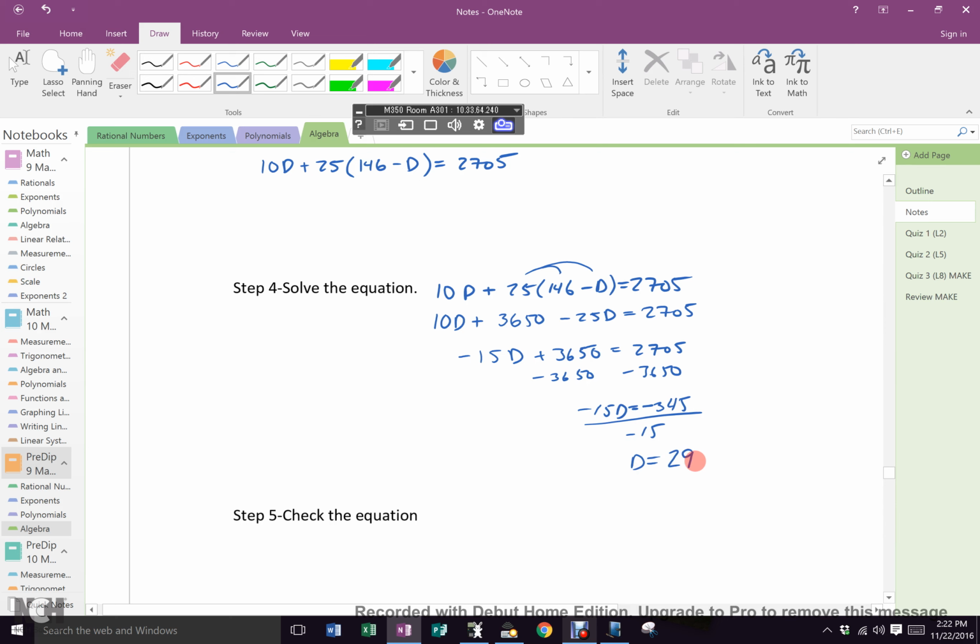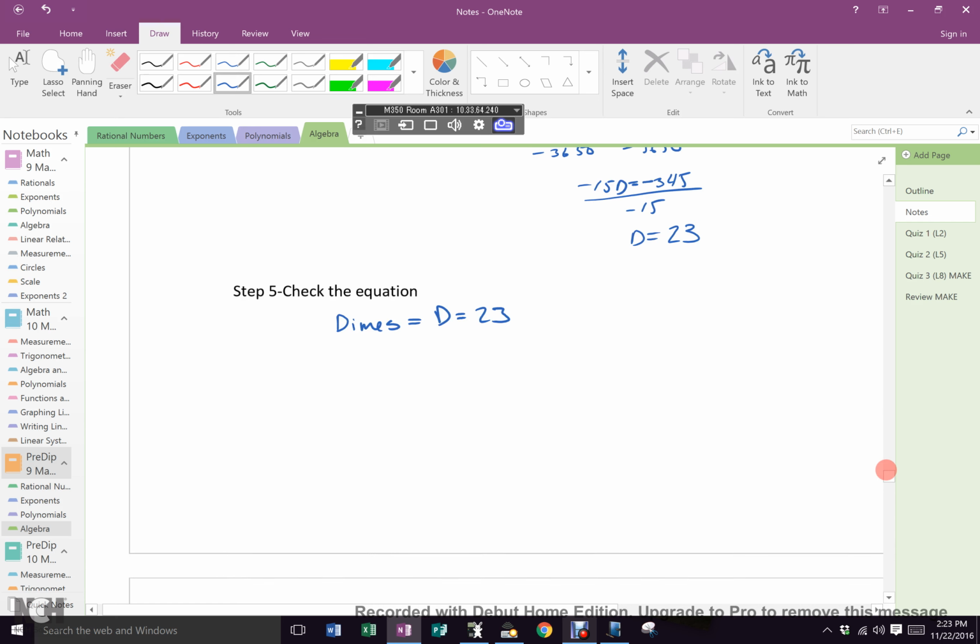So now what do we know? It's 23 dimes. Oh shoot, my bad. Dimes, we know, equal D, which equals 23. Quarters, we know, equaled 146 minus D. 146 minus 23 is equal to 123. So now we know the numbers.